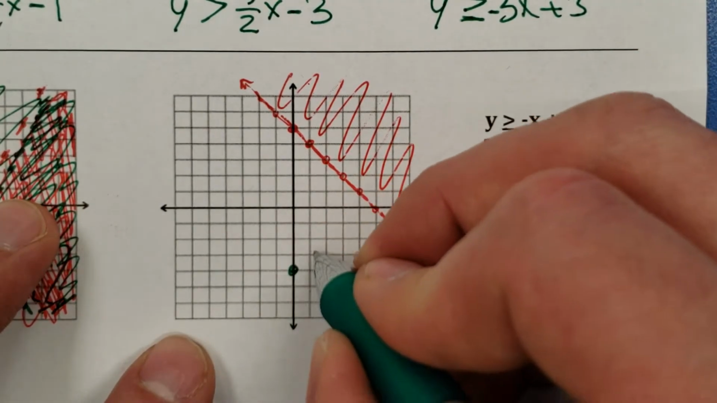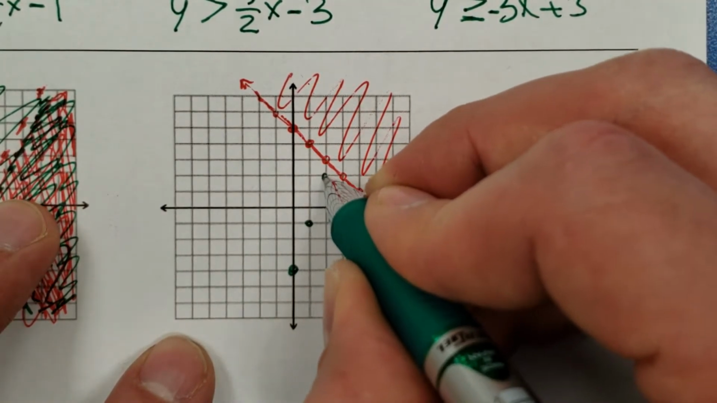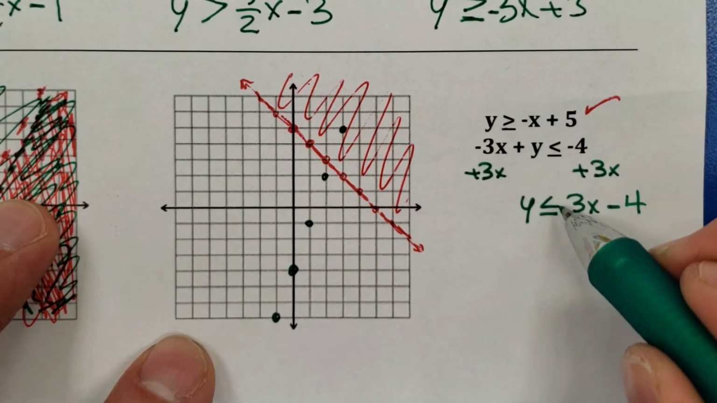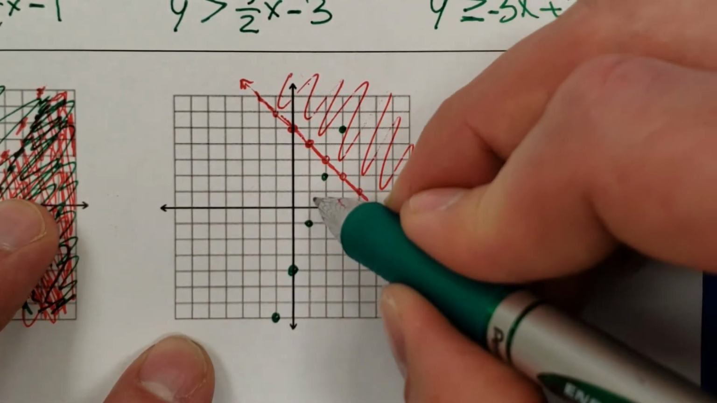Slope is 3. 1 to the right, up 3. 1 to the right, up 3. You get the idea. It's going to be a solid line. That's where it goes, and it goes there with the solid line.